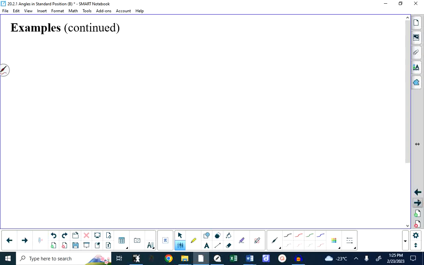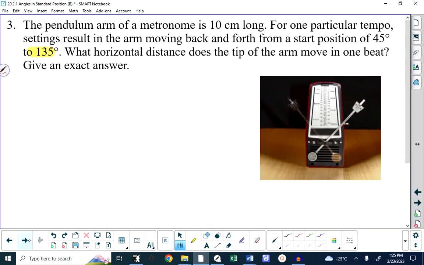And really, what this boils down to, everybody, is you're solving trigonometry problems using SOHCAHTOA, but you're not using your calculator to calculate values of trig ratios. Let me show you what I mean. We've got a metronome. There's a picture of a metronome in your notes for you, and this arm swings back and forth. The first thing to note is there's a typing mistake in your printout. It says it goes from a start position of 45 degrees to, and then it says to 45 degrees. It should say to 135.